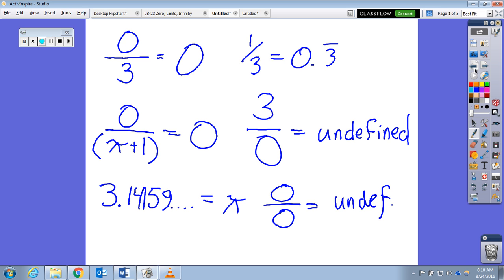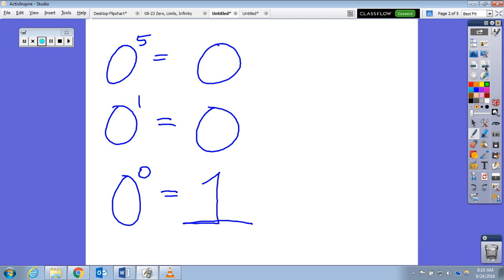The next one, powers of 0. This is kind of interesting. Any positive power of 0 yields 0, like 0 to the fifth, but if you have 0 to the 0 power, we define that as 1. The simple answer for that would be, I guess, mathematicians found it easier to define it this way.